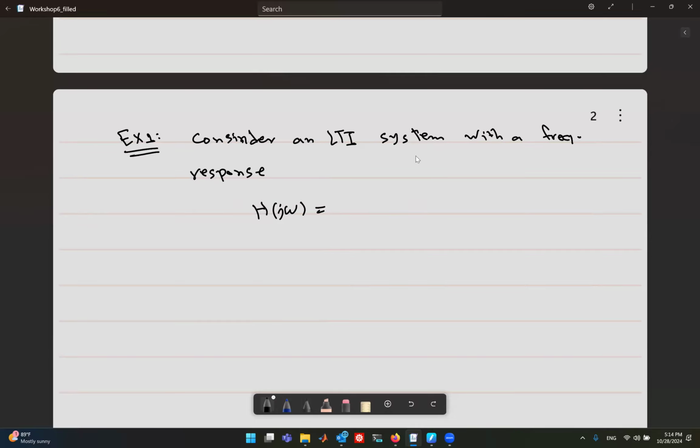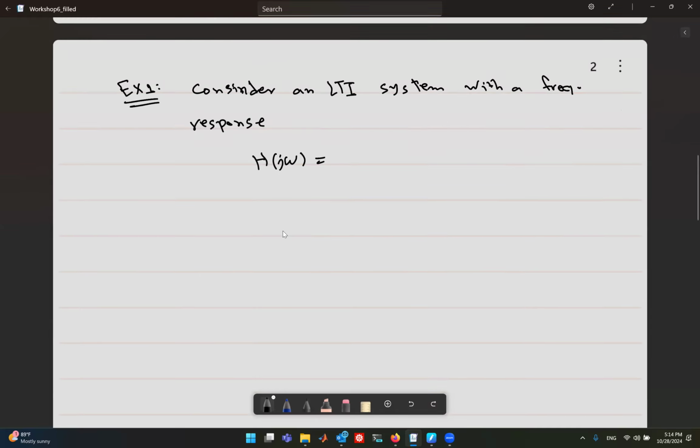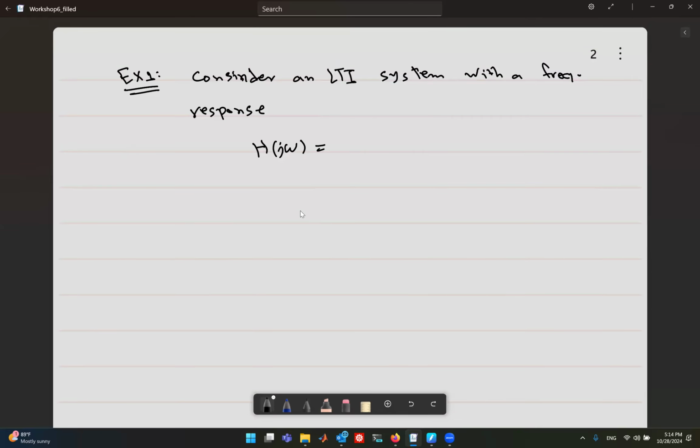Or let me give you how we get this formula first. But in this example, we are not going to do it, but I'll mention it. It's just the integration from minus infinity to plus infinity of h(t), the impulse response of the system, times e^(-jωt) dt. And this is called the Fourier transform.